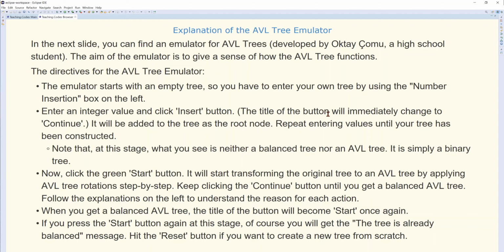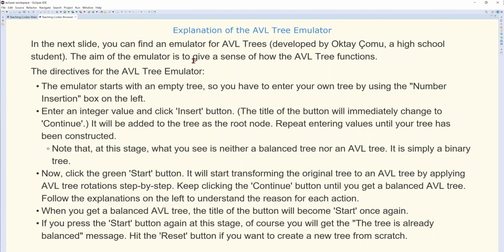Now, in the next slide, you will see an emulator. This emulator was developed by a high school student, Oktay Çomu from Robert College, who was working with me. He's now doing his master's abroad.